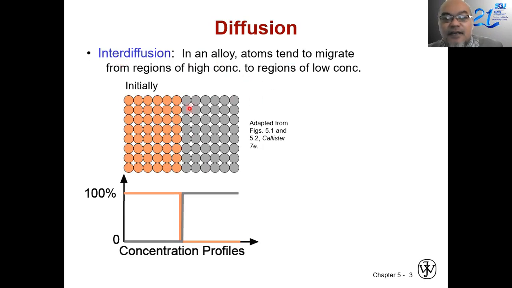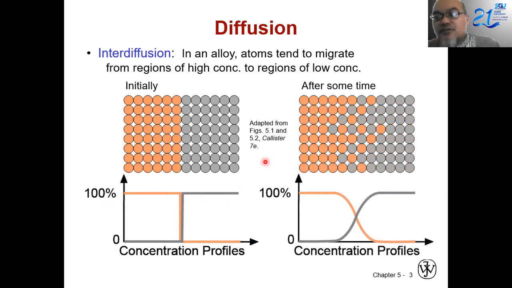So for example, if we have two materials located next to each other like this, the left side is the orange type of atom, the right side is the gray colored atom. So originally it is like this, the concentration profile. At the left side, it is completely 100% filled by the orange atom. On the right side, it's 100% completely filled by the gray atom.